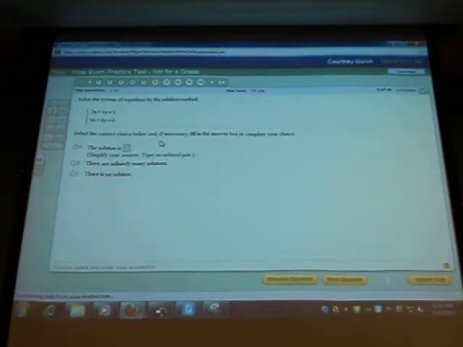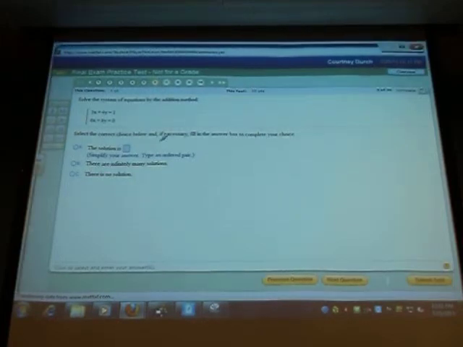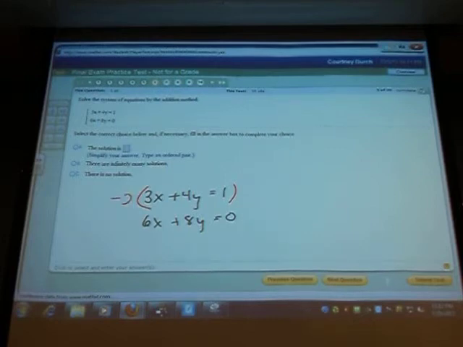Okay, so no matter what it says, you want to try to solve it first. So let's try to solve it. I've got 3x plus 4y equals 1, and I've got 6x plus 8y equals 0. If I want to solve this by elimination, I'm going to turn 3x into negative 6x, because I've got 6x. So I need to multiply my first equation by negative 2.